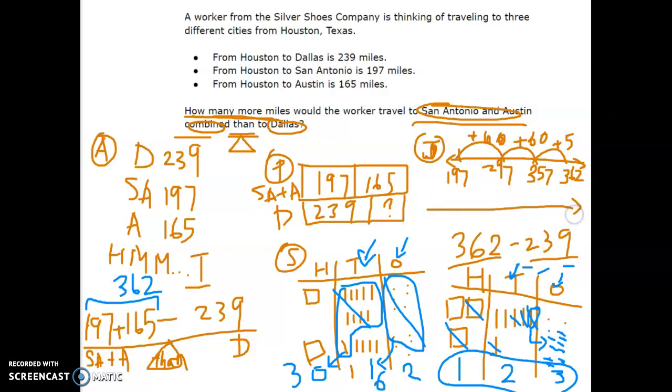Now, let me do the subtraction number line. Because this is subtraction, we need to go backward. We start from the end, actually. From 362, I need to take away 239. So, if I take away 200 here, that will be 162. Now I can take away 30. That will be 132. Finally, I need to take away 9 more, and that's why the answer is 123.